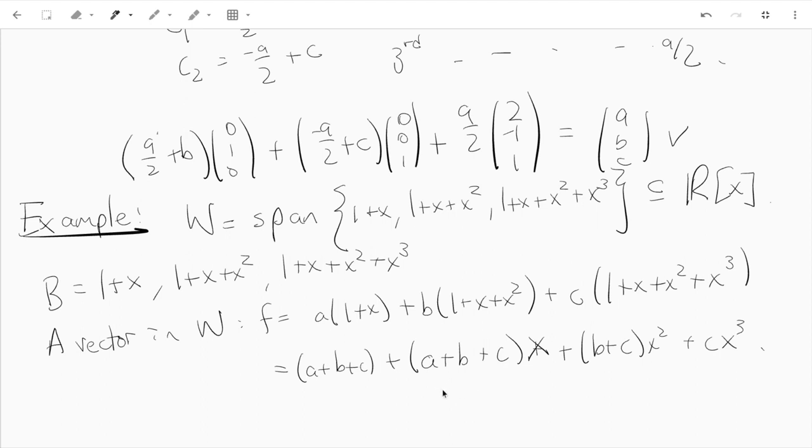From that, you can kind of see what the vector space W is. We can describe it as the polynomials which have degree at most 3, and the coefficients of 1 and x are the same. So you can check for yourself that W is just the polynomials, maybe I'll use different letters, c0 plus c0 x plus c1 x squared plus c2 x cubed, where c0, c1, c2 are real numbers. Okay. If you want, you can try to prove that.